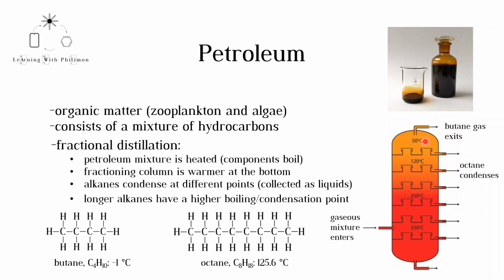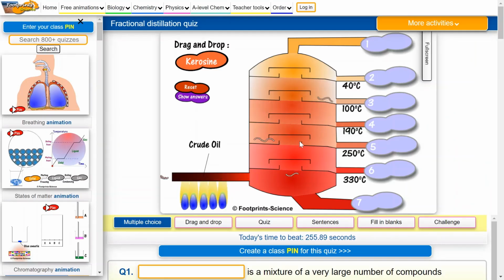The following animation helps us visualize this process. In this animation, you can see longer chain alkanes be collected near the bottom of the fractioning column. Shorter chain alkanes are collected at a higher point in the fractioning column. The link to the animation is in the description. Now let's see how each one of these alkanes is used.